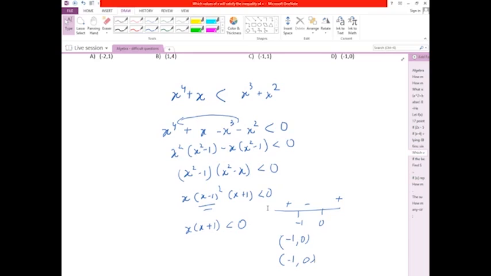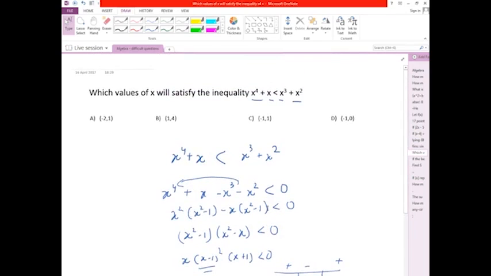Shiv is asking, is it not easier using graphs? I am not sure how you'll draw the graphs for x to the power 4, or how you will try and solve with graphs. It might be, but even this way, it's not very difficult. I think it's pretty straightforward this way. With graphs you might get a bit more tied up. Let me know how you have done it using graphs and I'll have a look at it. But my sense is this is better done this way.